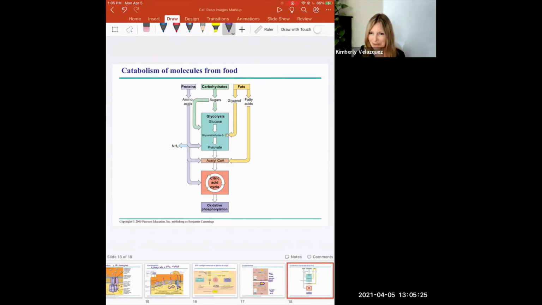Okay, that is cell respiration. Please make sure you can answer all of the questions on the study guide or the separate worksheet. Depending on when you're watching this video, you might have a separate worksheet or you might have those questions just as part of your study guide. If you're not sure which one, be sure to ask.